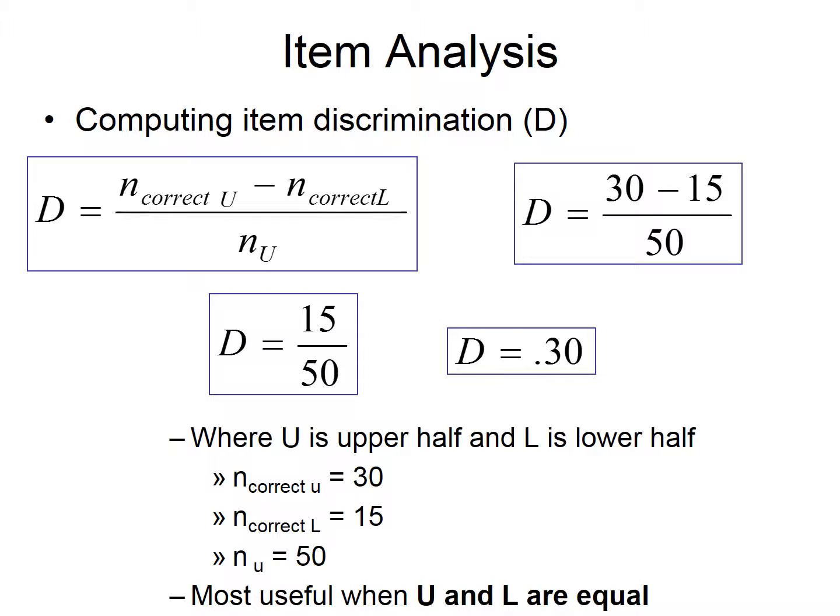This gives us how well this item discriminates. And this item is not a great discriminator. It discriminates somewhat. Think of this a little bit like correlation. This item is somewhat related to top performers, but bottom performers are getting it right too, just not as often.